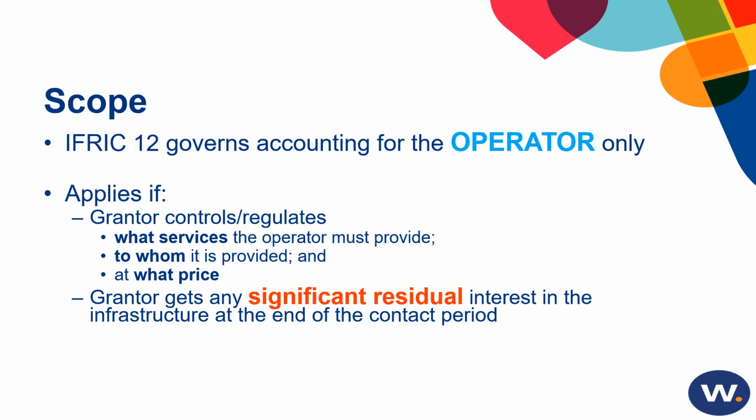regulated by the grantor. The second condition which must be met is that the grantor must receive any significant residual interest in the infrastructure at the end of the contract period. The residual interest is determined as the current value or the estimated current value of infrastructure if it were already at the end of its useful life. So basically, what would the value of this asset be currently if it were already at the age and condition which you expect it to be at the end of the contract period?